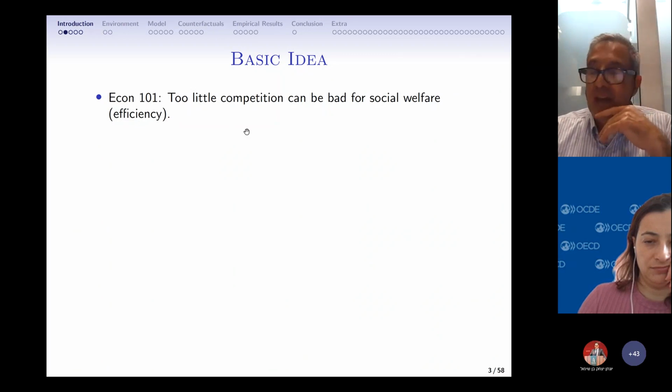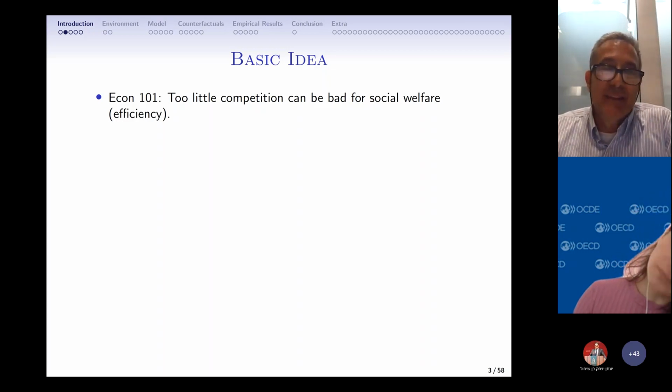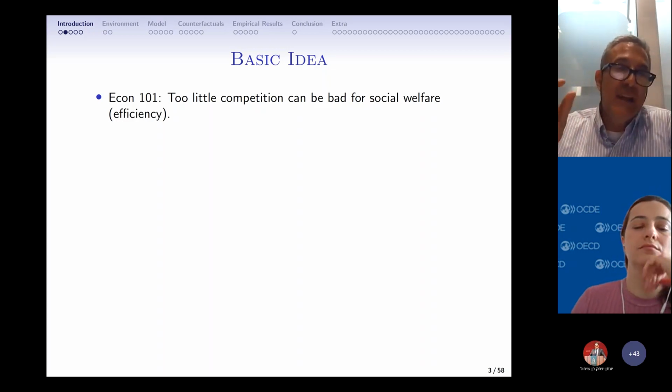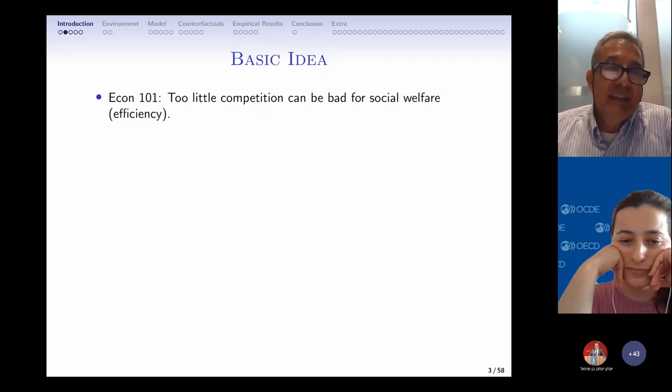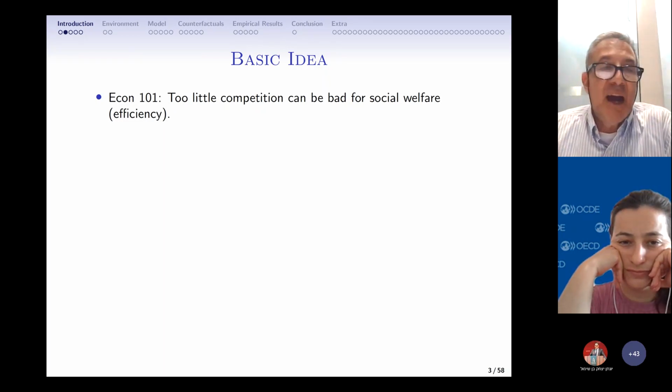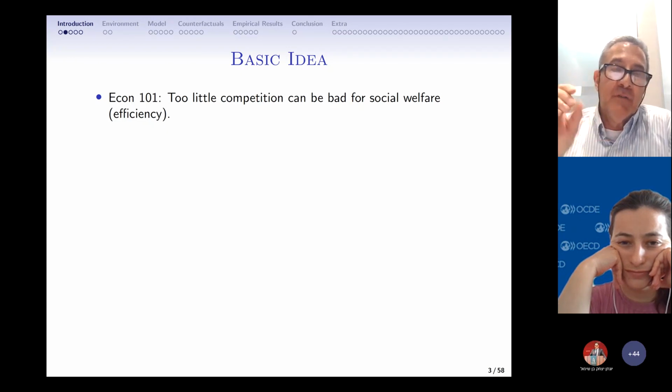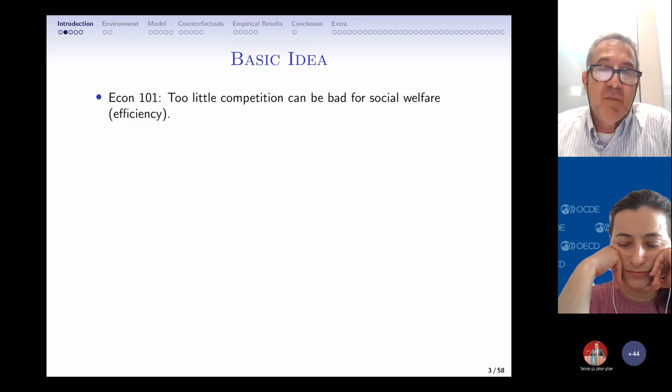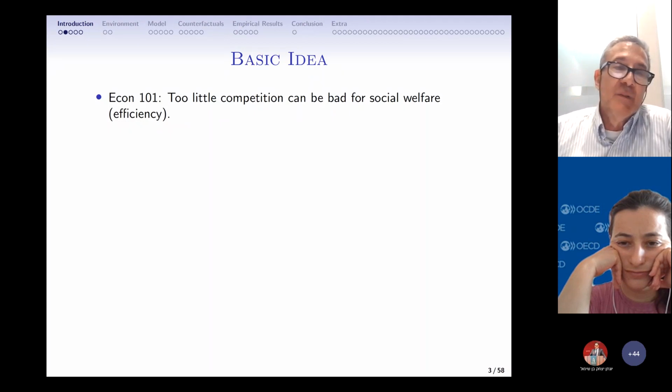From Econ 101, we're used to the fact that if you have too little competition, that can be bad for social welfare or efficiency. One way that markets measure this efficiency is how big the spread is between lending and deposit rates. That would be the interest margin. With perfect competition, it would be very small margins. With less competition, large margins.